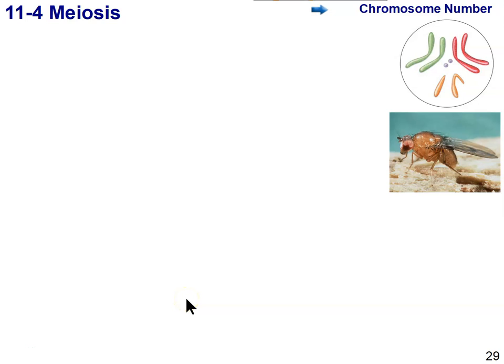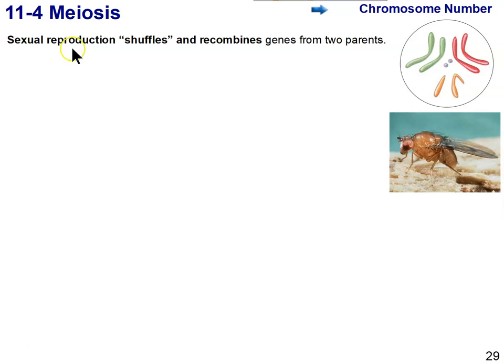All right, now it's time to connect what we learned previously about the cell cycle and mitosis with what we're learning about now, heredity. And the connection has to do with meiosis, not mitosis, but meiosis, which is a special kind of nuclear and cell division that produces gametes. And what it does is it shuffles and recombines genes from two parents to produce a new individual that is different from both those parents.